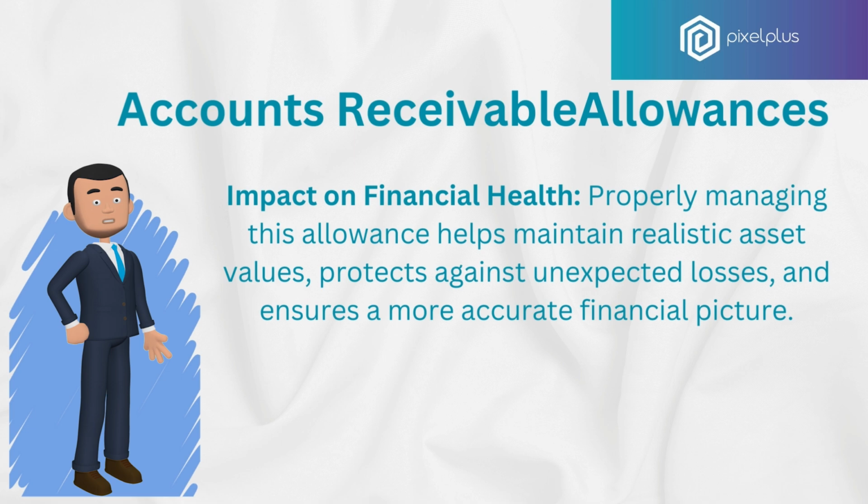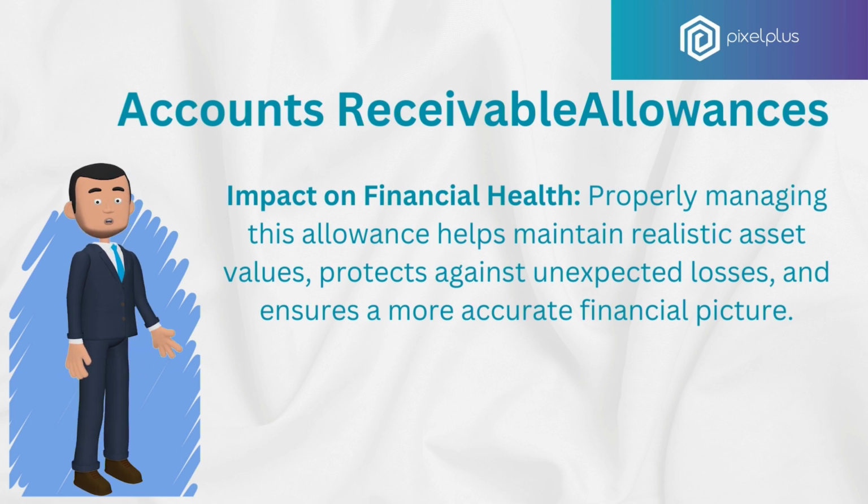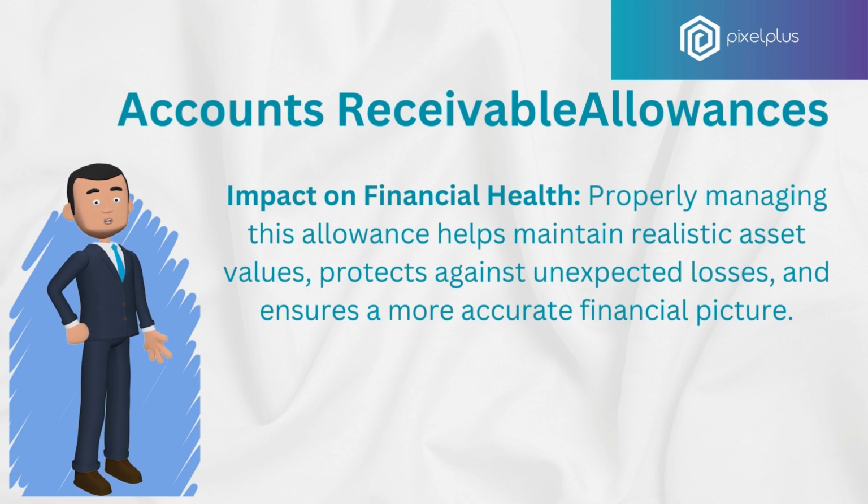Accurate financial picture. Proper management of the allowance for accounts receivable contributes to more accurate financial reporting. When the allowance is correctly estimated and adjusted, the company's financial statements, particularly the balance sheet and income statement, more accurately reflect the company's financial health. This accuracy is essential for making informed business decisions, securing financing, and maintaining investor confidence.